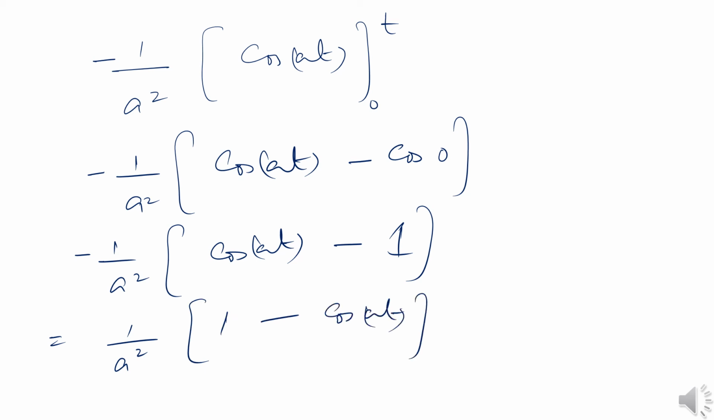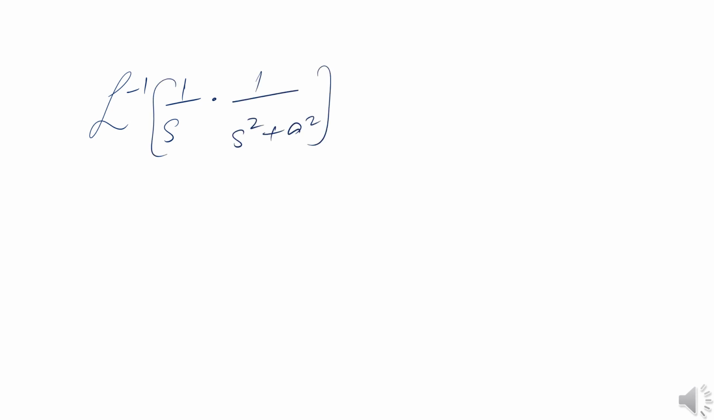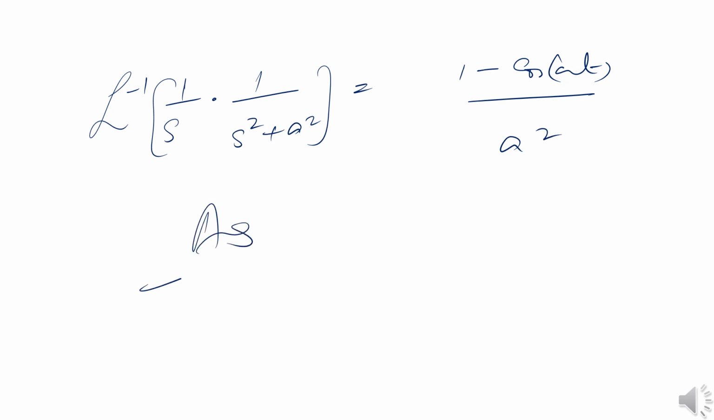So now I can see that the Laplace inverse transform of 1 over s multiplied by 1 over s squared plus a squared is equal to 1 minus cos of a t, divided by a squared. So this is our final answer.